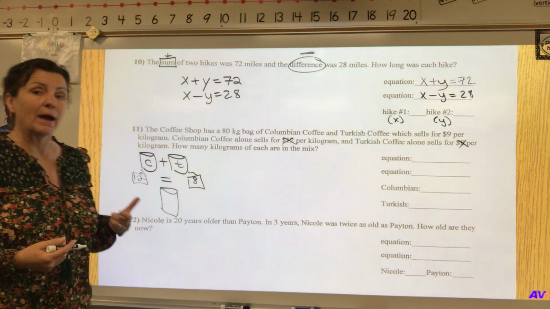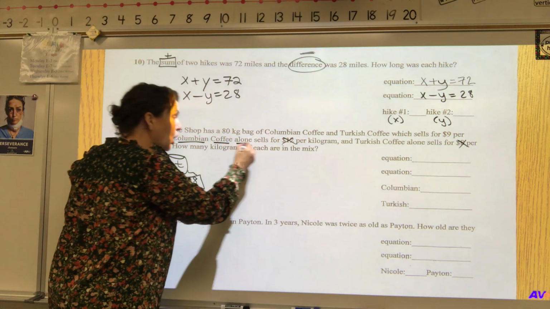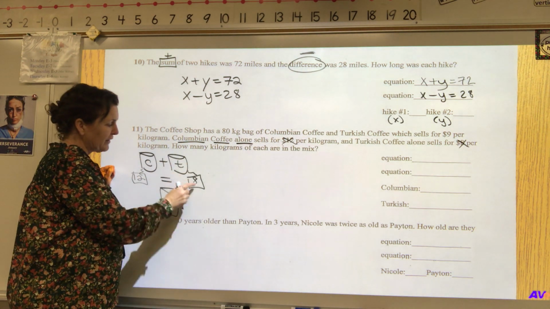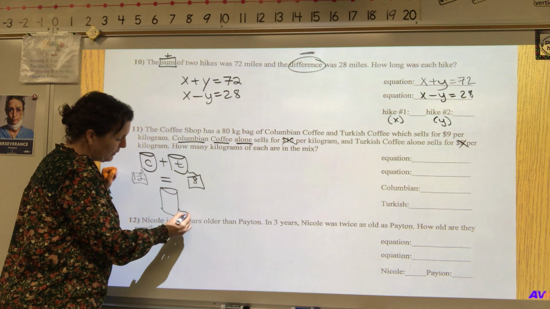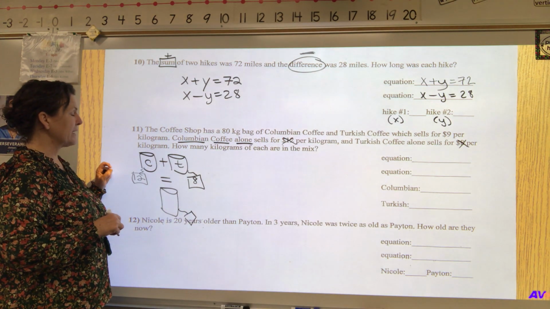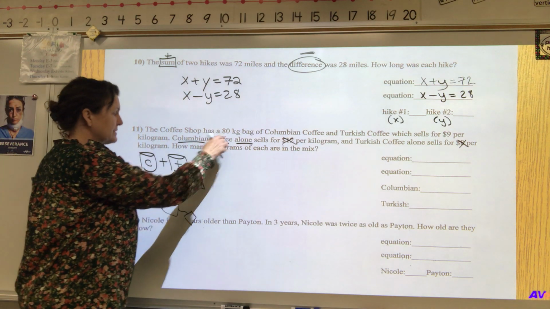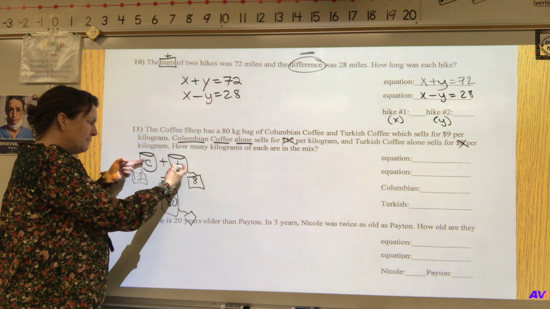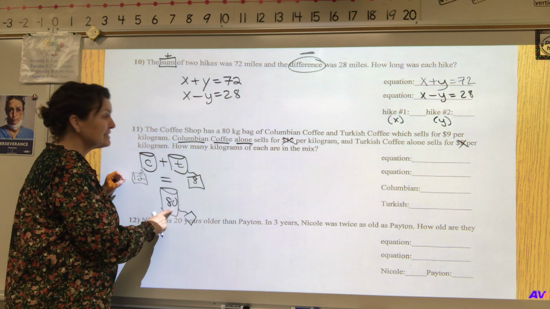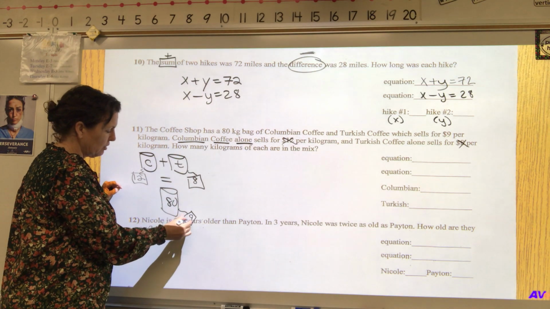And yeah, we really do have to read. Colombian coffee alone sells for 12. So that's the only thing I see. Turkish coffee alone sells for 8. And now we have this empty mixture cylinder and an empty price tag. So let's go back and see what we need. The coffee shop has an 80 kilogram. If I mix these two coffees, it's 80 kilograms. And the mix itself is $9.